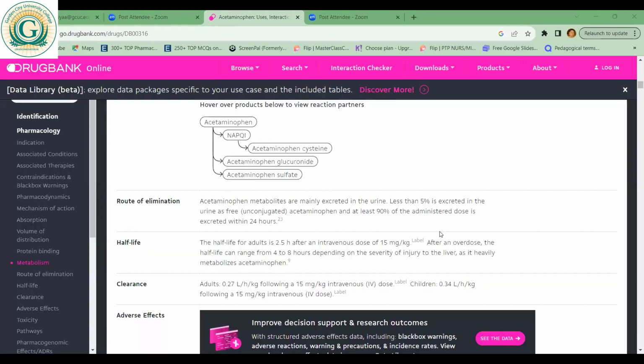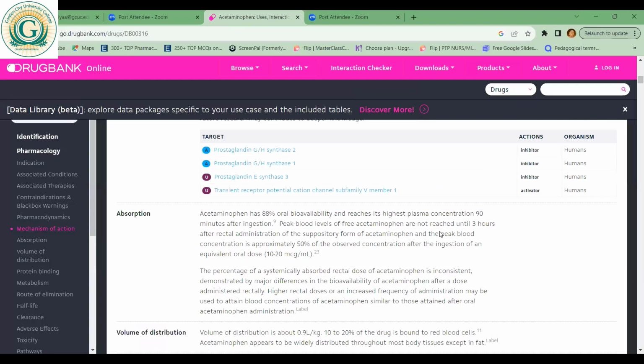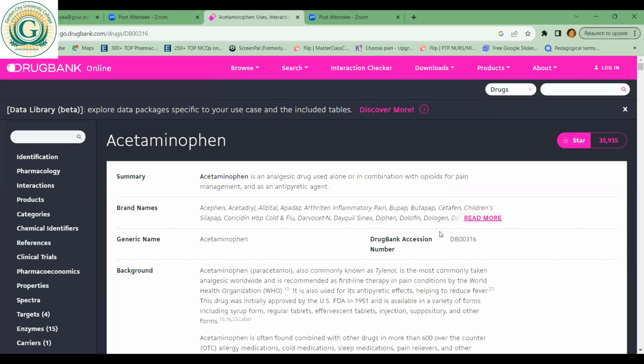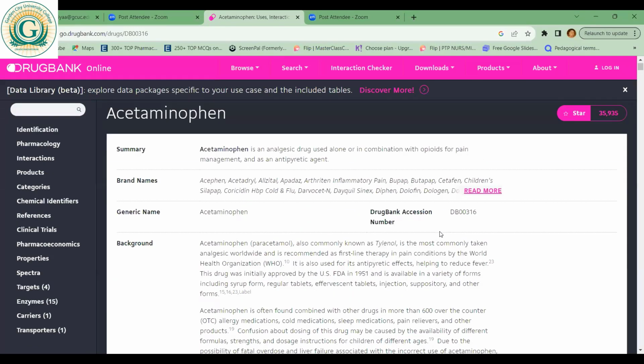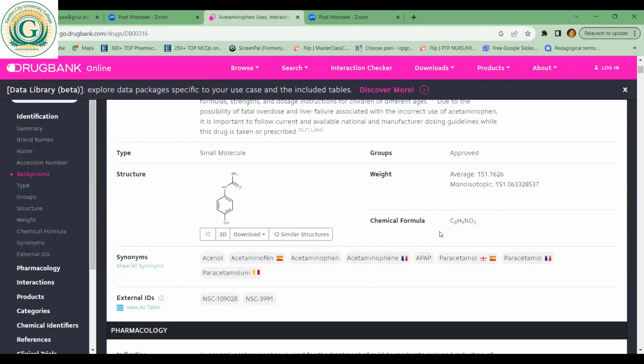So this is information about acetaminophen. This is one of the websites that I shared with you earlier. So if I need information about any drug, right now we are using acetaminophen as an example. If I want to know the bioavailability, this can be calculated, okay?